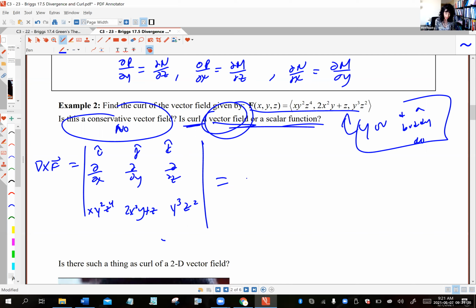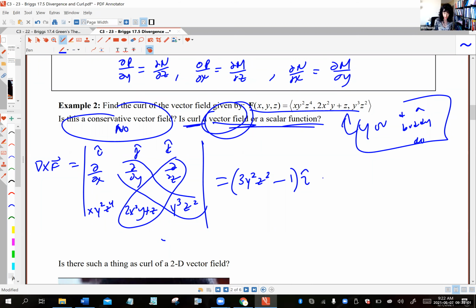And then I like to do this on the fly. So I'm going to have d/dy of y cubed z squared. So that's going to give me 3y squared z squared minus, this right here, the partial of 2x squared y plus z. I think that's just going to be a 1. And that's going to multiply with i hat. And then minus, don't forget this is a minus here, something times j hat.